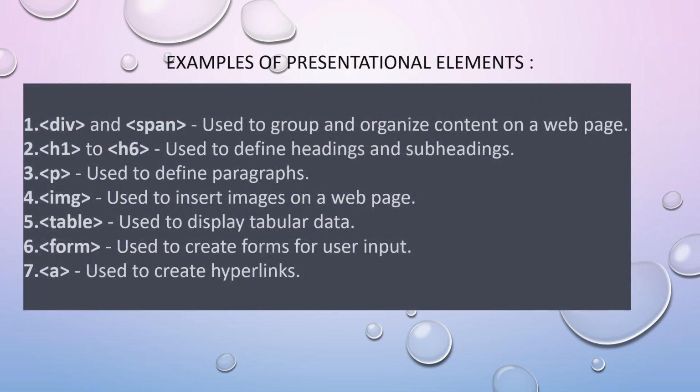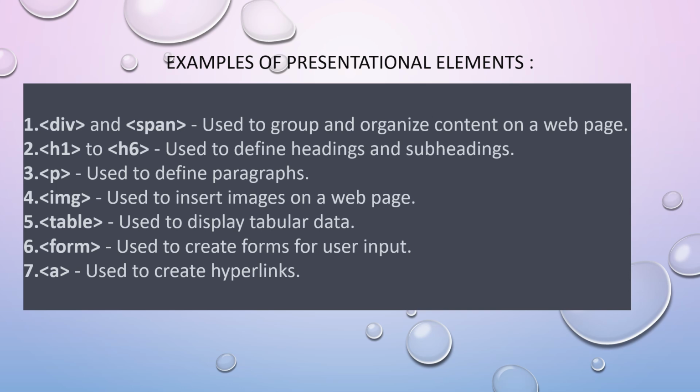Main examples of presentational elements are div and span. These are used to group and organize content on a web page. H1 to H6 are used to define headings and subheadings. If we want the content as output in headings and subheadings, then we can use H1 to H6. P is used to define the paragraph. The P is used to get the content paragraph-wise.